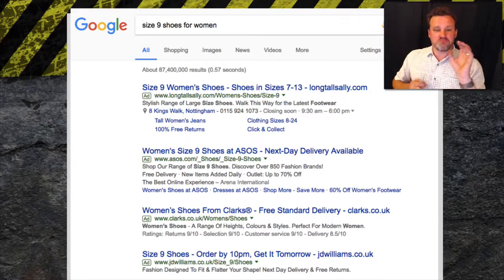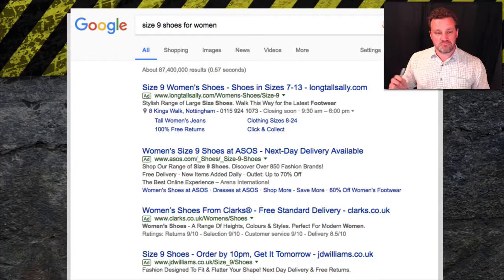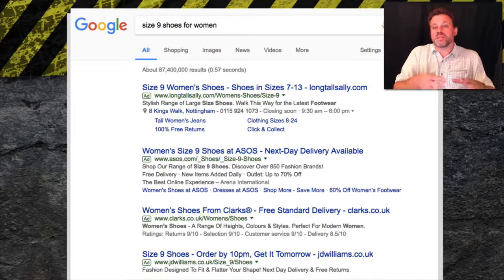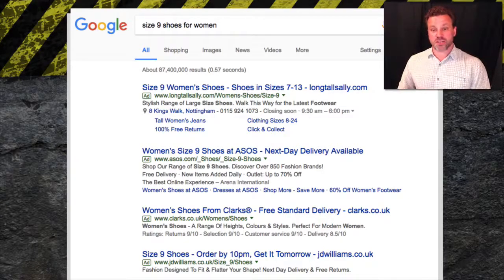So first ad, not fantastic. Stylish range of large shoe sizes, okay? Stylish is good. Stylish is adding something to the thing. It's saying, our shoes, they may be big, but you're not going to look like a clown because they're stylish. Then, walk this way for the latest footwear.